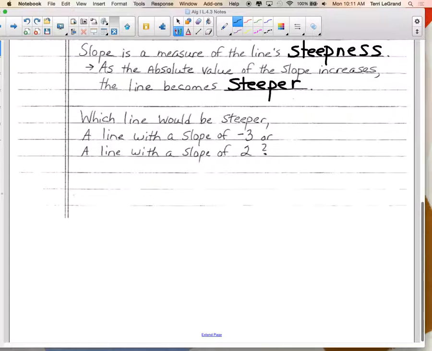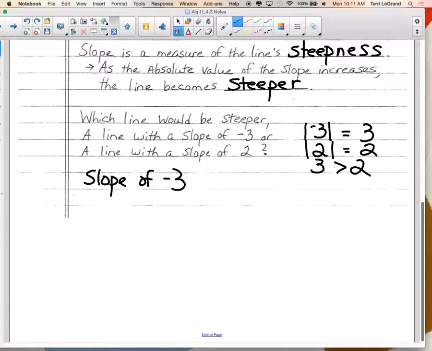So let's put this. We would say the absolute value of -3 equals +3. The absolute value of 2 equals +2. 3 is greater than 2. So the slope of -3 would be steeper.